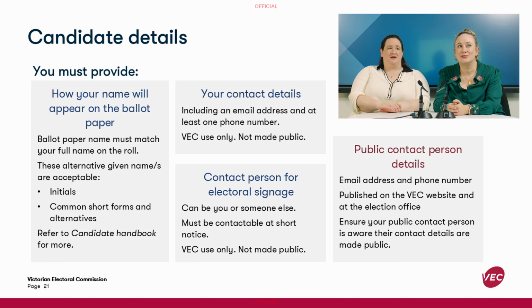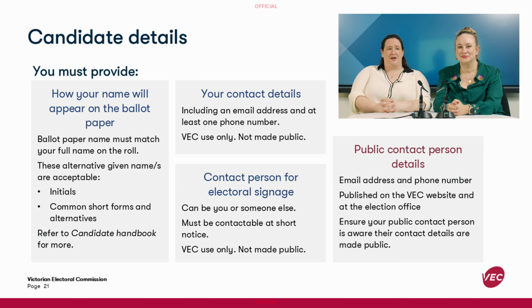Acceptable alternatives to given names include your middle name or a second given name, initials standing for any of your given names, a commonly accepted variation of your first name, including an abbreviation or an alternate form of that name, such as Sam instead of Samantha, or a name you are commonly known by, but that is not your legal first name. For example, an anglicised first name.